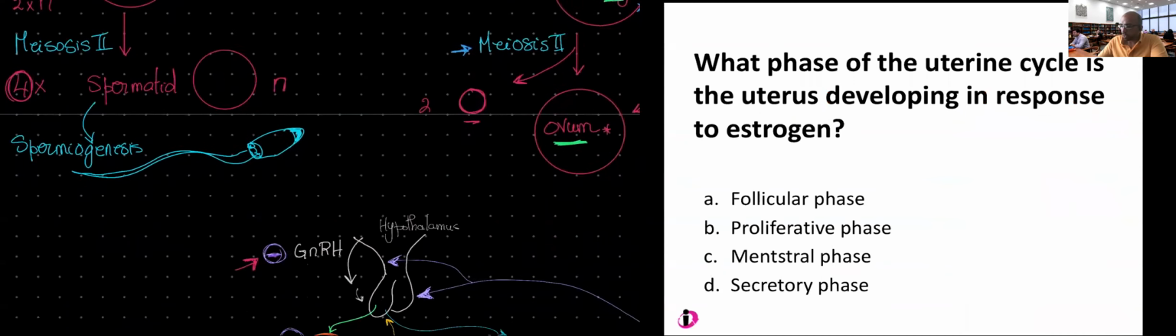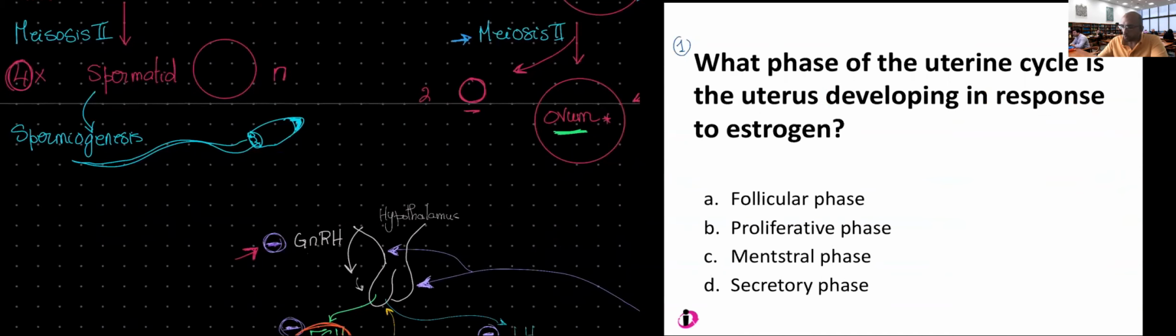So for the first question for the in-class activity for today, what phase of the uterine cycle is the uterus developing in response to estrogen? If you remember, the very first thing that develops is the proliferation of the endometrium, and we call this the proliferative phase. This is what takes place under the effect of estrogen.